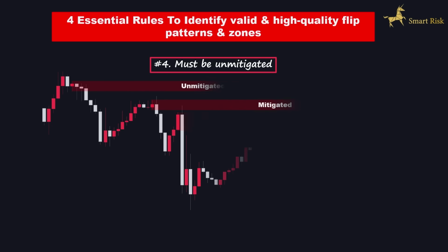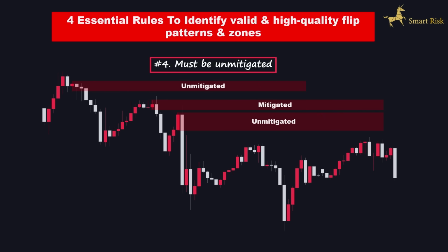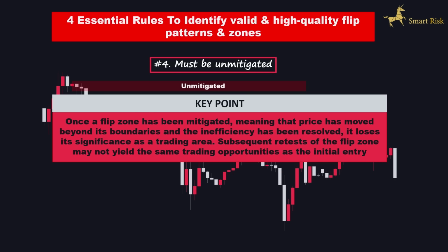Rule number 4. It must be unmitigated. Flip zones are considered one-time use, meaning we focus on the trading opportunity when price first enters a flip zone. Once a flip zone has been mitigated, we do not consider it as an area of interest for future trading. Because once a flip zone has been mitigated, meaning that price has moved beyond its boundaries and the inefficiency has been resolved, it loses its significance as a trading area. Subsequent retests of the flip zone may not yield the same trading opportunities as the initial entry.